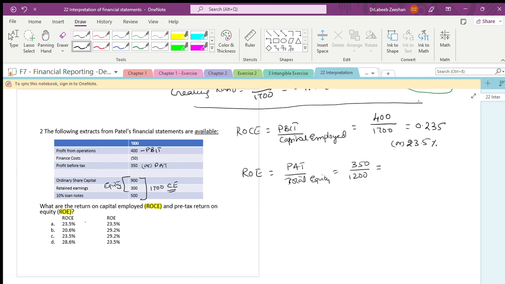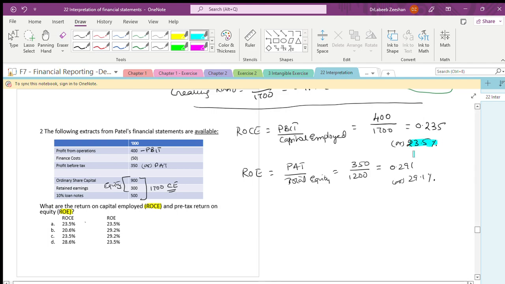What is the answer? 0.291, or 29.1%. This is 23.5 and this is 29.1. So if you take into consideration, ROCE is 23.5% and return on equity is 29.1%. Is it right?